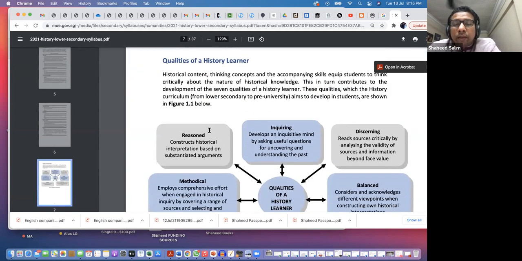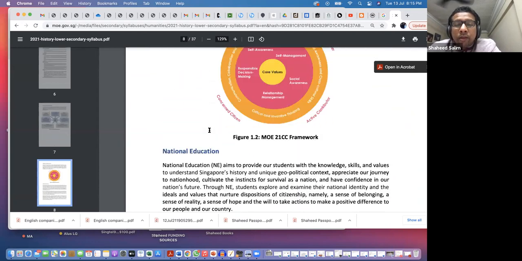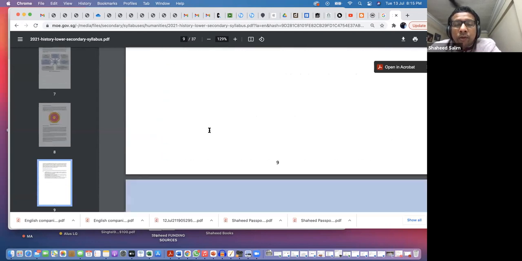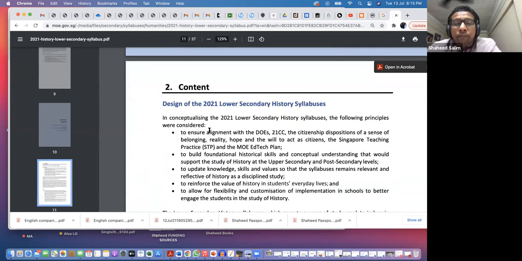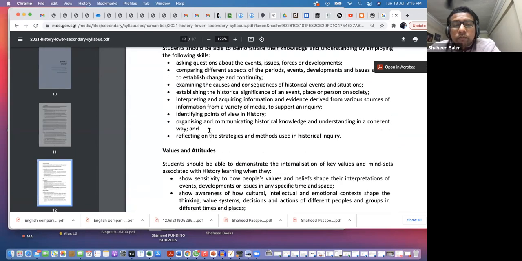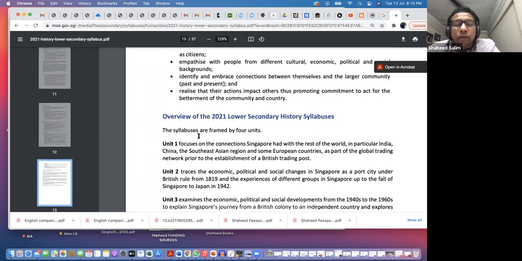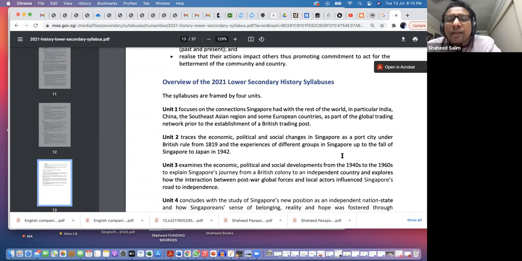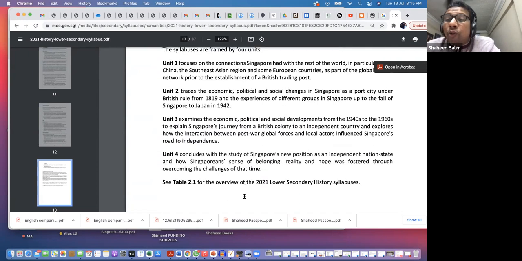Down here you don't need to worry so much. We go into the content now. You go into the specific content. Unit 1 focuses on the connection Singapore had with the rest of the world, in particular India, China, and the Southeast Asian region, and some European countries, as part of the global trading network prior to the establishment of a British trading port. So if you're going to write a mind map, in particular India, you know what to focus on. This is given to you by your teachers, who have gotten it from here.